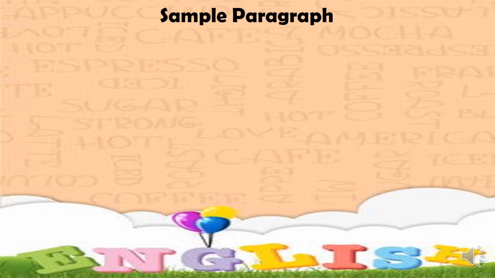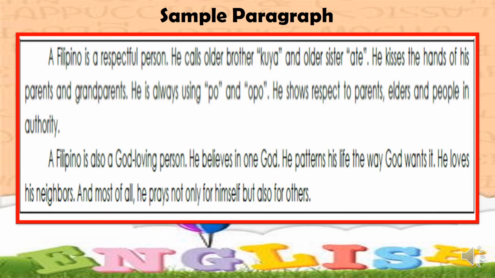So here is a sample paragraph. A Filipino is a respectful person. He calls older brother kuya and older sister ate. He kisses the hands of his parents and grandparents. He is always using po and opo. He shows respect to parents, elders, and people in authority.